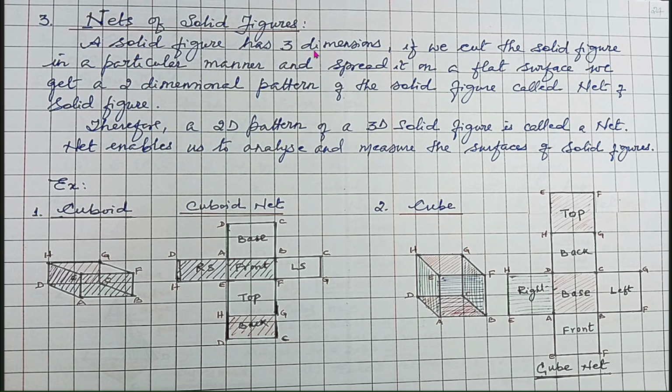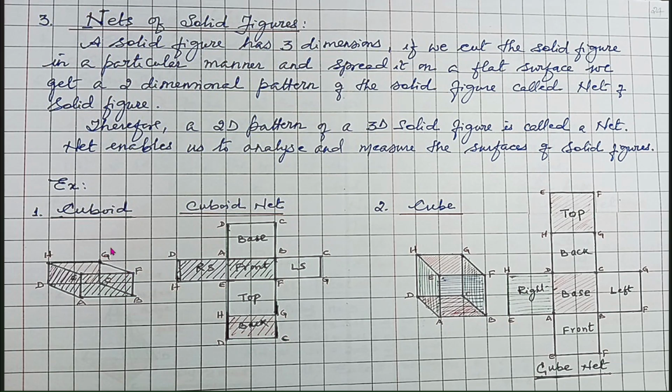Now, the nets of solid figures. A solid figure has 3 dimensions. If we cut the solid figure in a particular manner and spread it on a flat surface, we get a 2-dimensional pattern of the solid figure, and that is called the net of the solid figure. Therefore, in brief, a 2D pattern of a 3D solid figure is called a net. Now, a net enables us to analyze and measure the surfaces of solid figures.